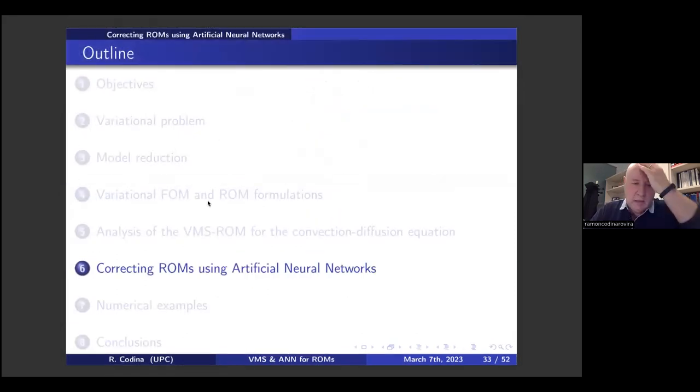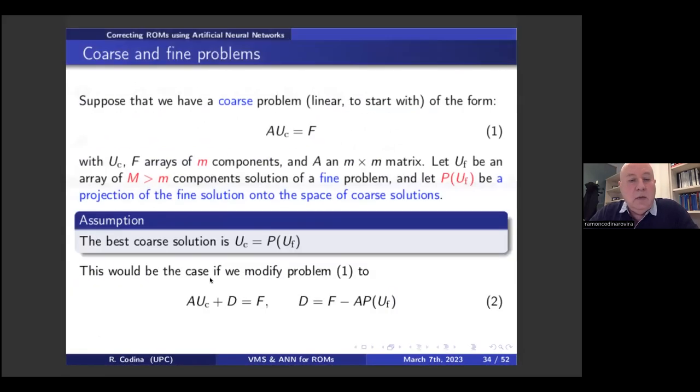Okay, so that's the end of the first part. So the variational reduced order model is very easily summarized. It's the same as the full order model. And now let me go to the second part, which is the correction of the reduced order model using artificial neural networks. So the idea, in fact, can be applied to any coarse model. And what I will do here is to explain the idea in a general setting.